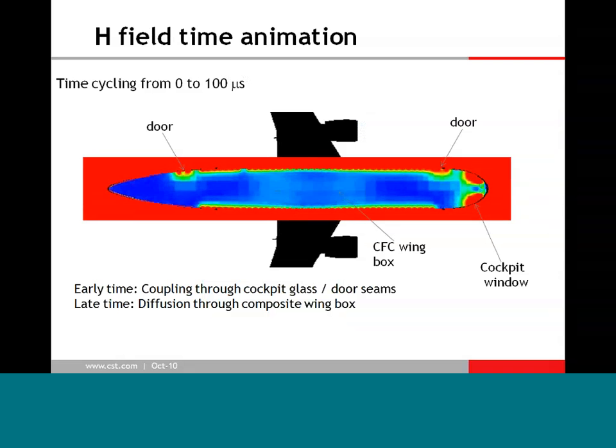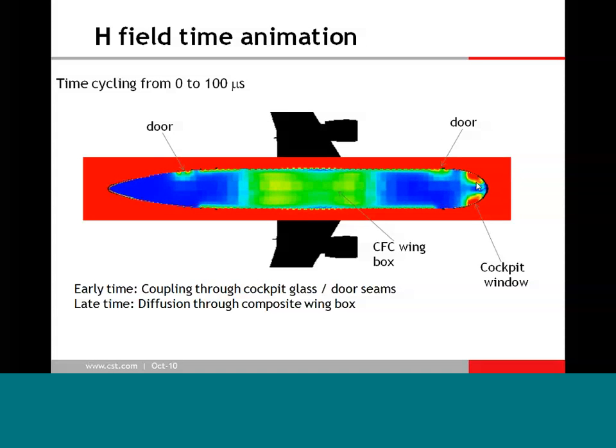So finally, this is a little animation of the magnetic field in a plane cut through the aircraft. On the right-hand side is the front of the aircraft, and you can see the magnetic field leaking in through the glass windows of the cockpit. There's sort of two red regions there, which is indicating strong coupling through the cockpit windows. A little bit further down, you can see the leakage through the front passenger door, and you can actually see a little bit of leakage through all of the passenger windows going down the fuselage, and leakage at the door at the back of the aircraft.